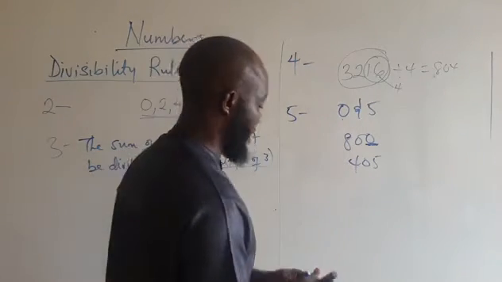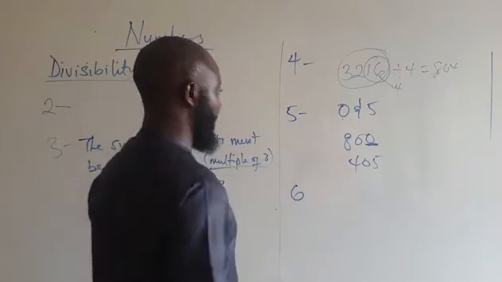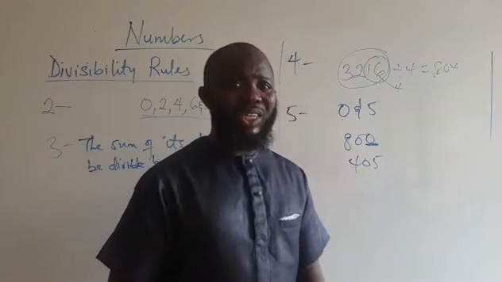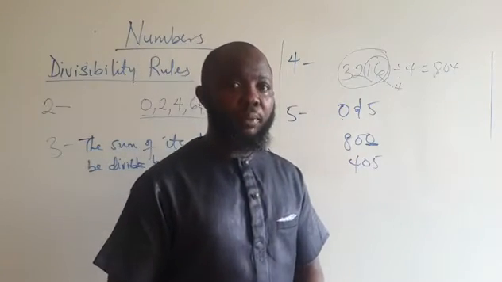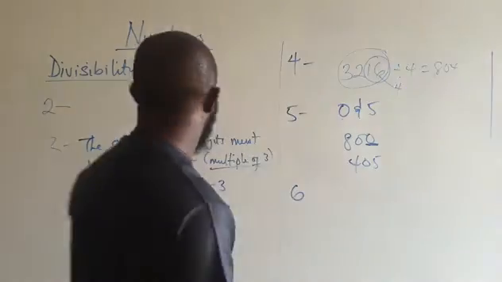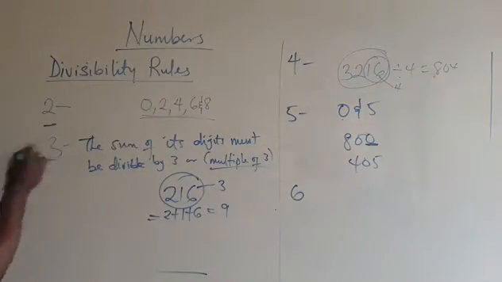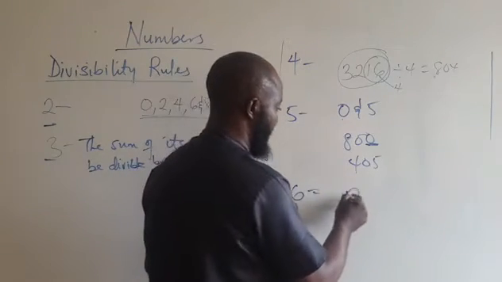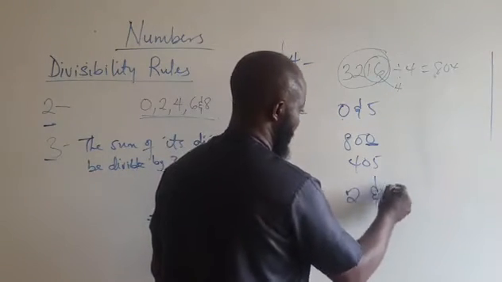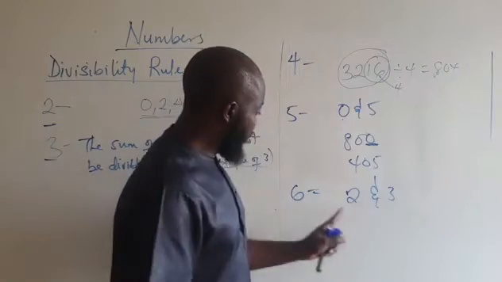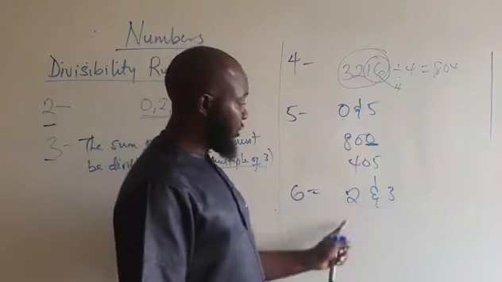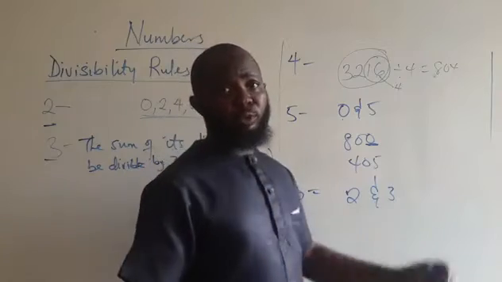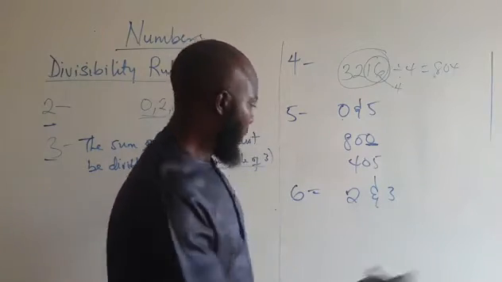So that is 5. For 6 now. A number is divisible by 6 if the number is divisible by both 2 and 3. So it will be divisible by 6 if 2 can divide it and 3 can also divide it. So if 2 can divide a number and 3 can also divide it, then we can say that such a number is divisible by 6.